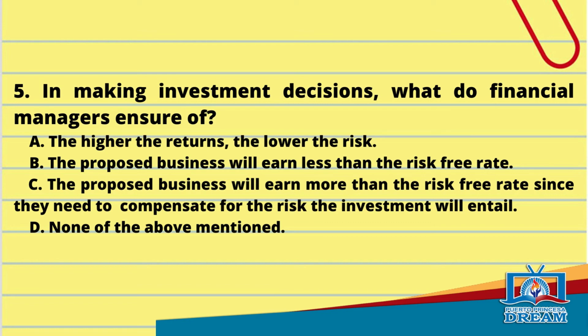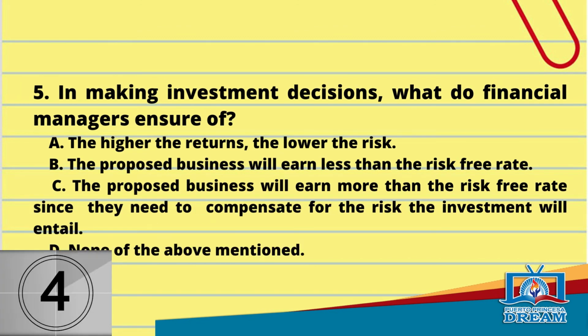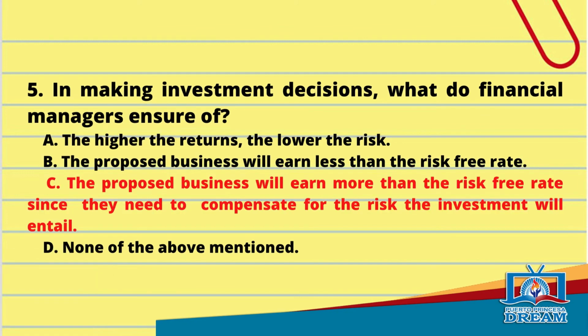In making investment decisions, what do financial managers ensure of? A. The higher the returns, the lower the risk. B. The proposed business will earn less than the risk-free rate. C. The proposed business will earn more than the risk-free rate since they need to compensate for the risk the investment will entail. Or letter D. None of the above mentioned. The correct answer is letter C.